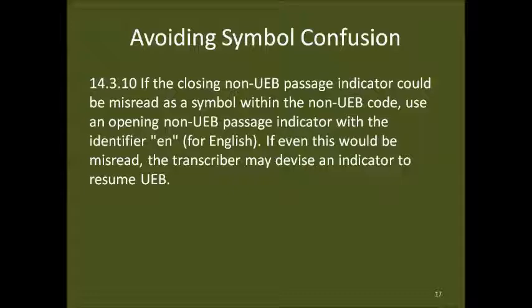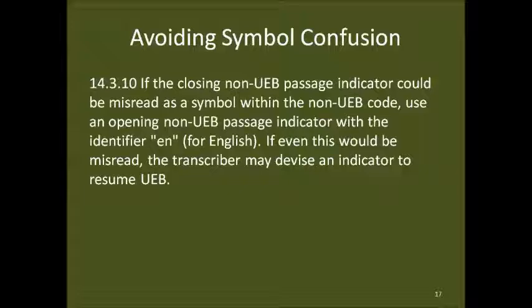And here's a crazy rule that is very complicated, but it's there in the code book, and I promised I would take you through the entire code book, so here it is. Hopefully we don't have to ever deal with this though. If the closing non-UEB passage indicator could be misread as a symbol within that non-UEB code, for instance, if we used the... well, actually, I can't think of an example. That's why this whole rule seems very complicated.